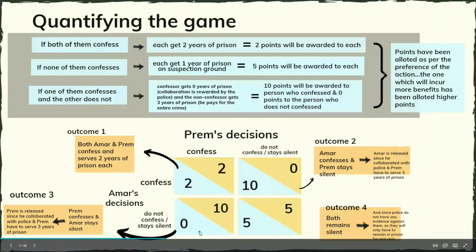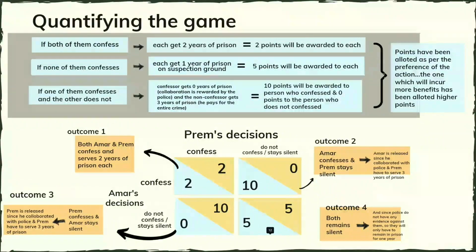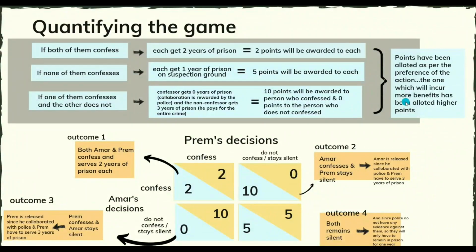And accordingly, as Amar and Prem interact and opt for different strategies, we have listed down the points as per their relative action. So we have 4 boxes here, and each box has 2 color schemes, where yellow represents points earned by Prem because of his relative strategy, and blue represents points earned by Amar because of his strategy related to Prem's action. In the first box, that depicts outcome 1, both Amar and Prem confess and serve 2 years of prison. Both are awarded 2 points each.